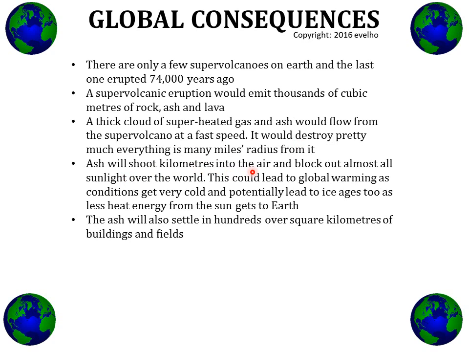Ash will shoot kilometers into the air and block out almost all sunlight all over the world. This could lead to global cooling as conditions get very cold, and potentially lead to ice ages too, as less heat energy from the sun gets to the Earth. Now, when people hear global warming, they associate it with the world getting really hot, but in this case it's the world getting very cold. And finally, that ash will also settle on hundreds of square kilometers of buildings and fields.